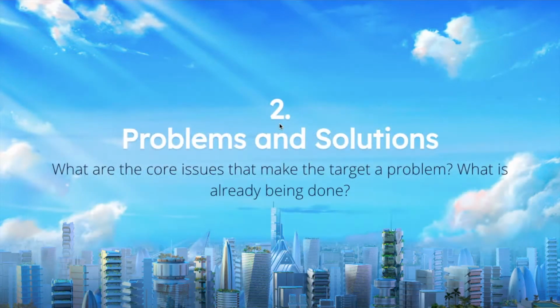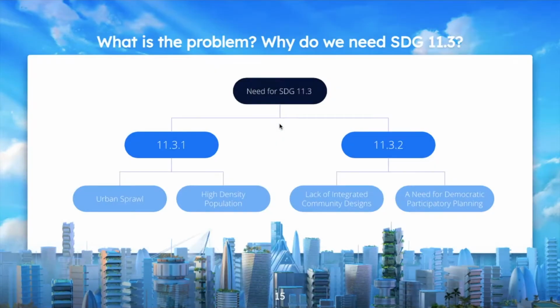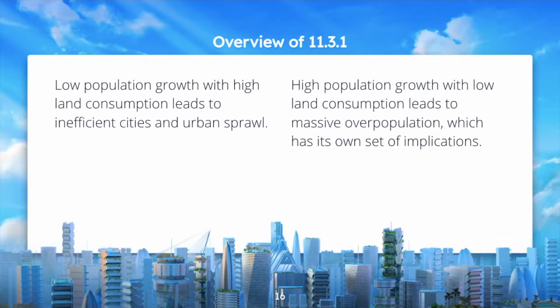Addressing the problems and solutions that cities and communities face today. So first you can see a nice little diagram addressing the need for SDG 11.3 with some of the largest issues that are addressed, including urban sprawl, high density population, lack of integrated community design, and a need for democratic participatory planning.